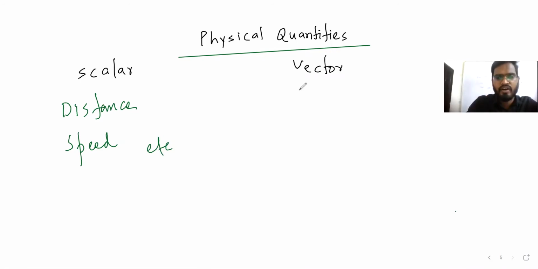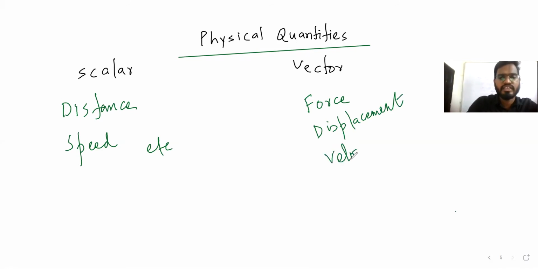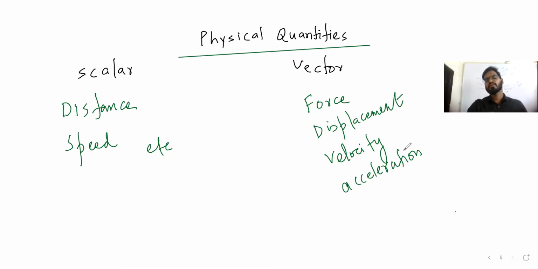So let's see. Now force is a vector quantity. Displacement is a vector quantity. And then velocity is a vector quantity. And then acceleration is a vector quantity. So these are vector quantities. So we understood what is scalar. What is having magnitude only is scalar. Having magnitude as well as direction is vector quantity.